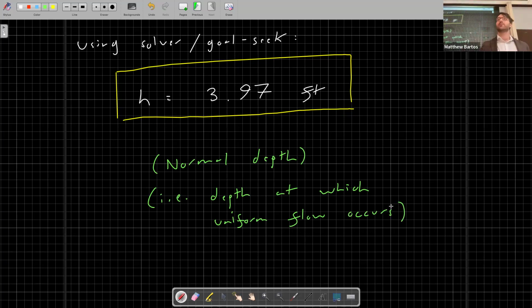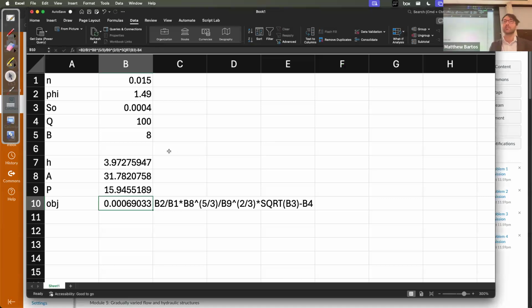Okay, are there any questions on this example? I'm going to go ahead and put up the Excel sheet again, just so you can see. Any questions conceptually on how I solved this problem? Yes.